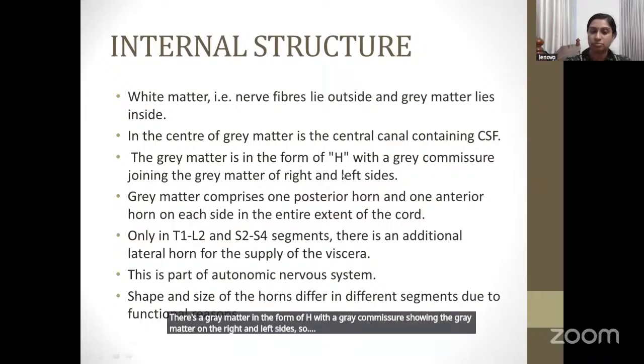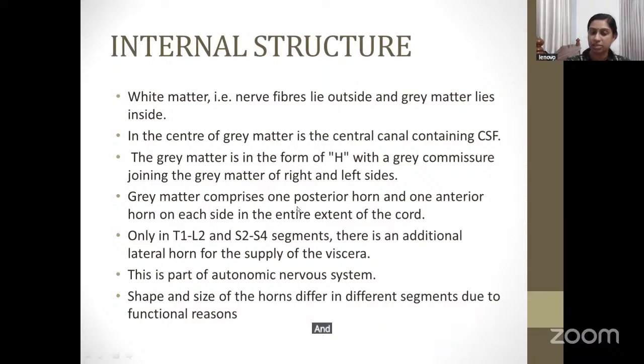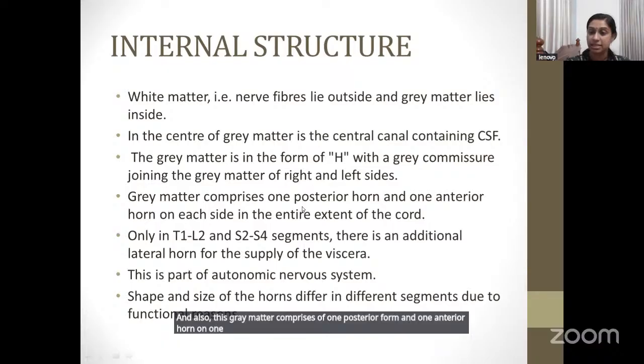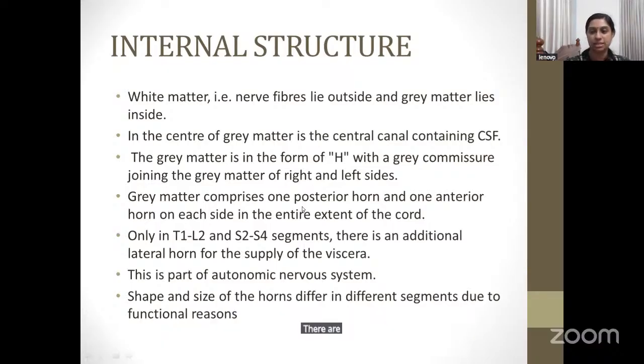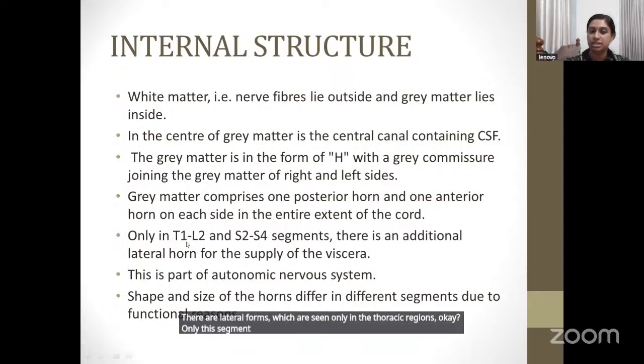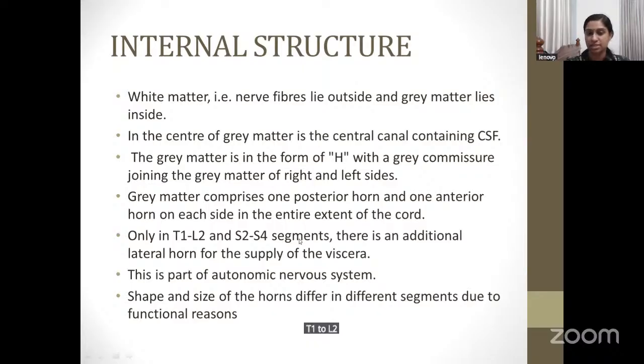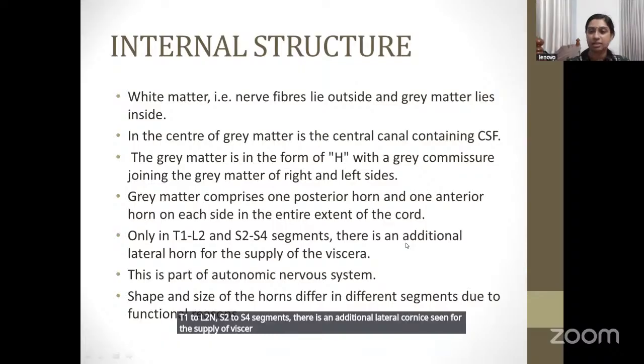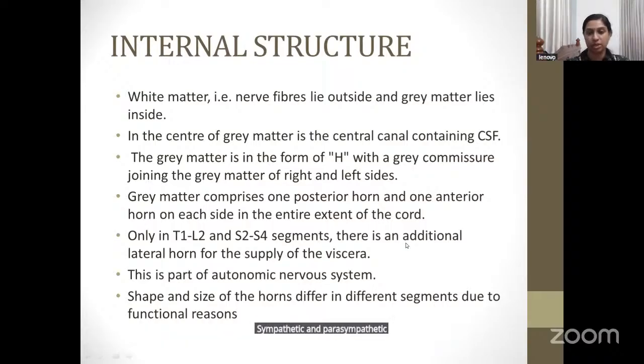This gray matter comprises one posterior horn and one anterior horn on each side. In the entire length we can see the anterior and posterior horns, but the lateral horns are seen only in certain regions, in the T1 to L2 and S2 to S4 segments. The lateral horn is there for the supply of viscera and is related to the autonomic nervous system, that is the sympathetic and parasympathetic outflow.